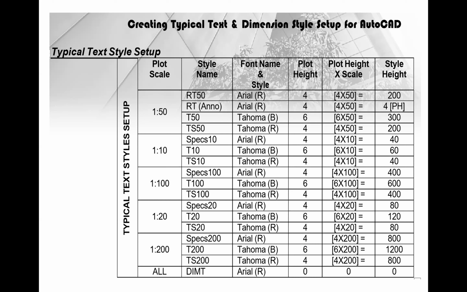But I don't work with 2.5. I work with maybe 3 or 4. On this thing here, I have 4 as my smallest height and 6 as my largest height. So all my titles will be 6 mm on paper, and all other text will be 4 mm. So I'm just working with 2 heights.